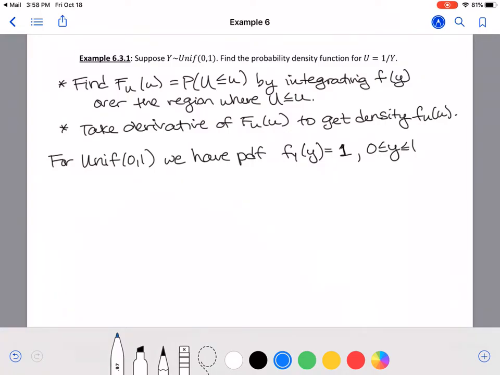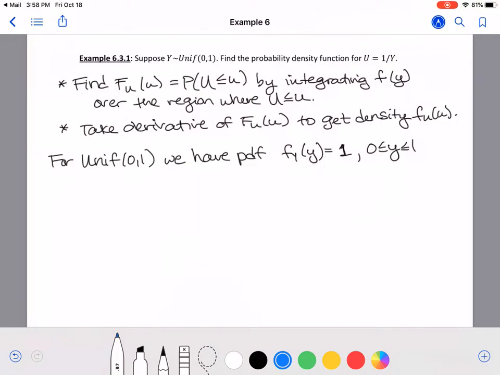Step 3 is to find the CDF of U, which is the probability that U is less than or equal to some number little u, and we'll do that by integrating our original PDF for Y, f(y), over the region where U is less than or equal to this number little u. And then after we have the CDF, if we want back the PDF, which is our goal, we can take the derivative of that, and then we'll get our little f function. So for the uniform distribution, we know that the PDF is 1 over theta 2 minus theta 1, and those are 1 and 0 here. So our PDF here is just 1, and that is defined where Y is between 0 and 1.